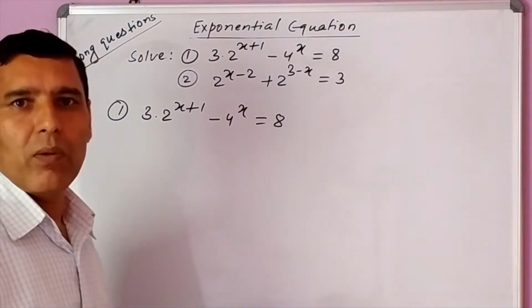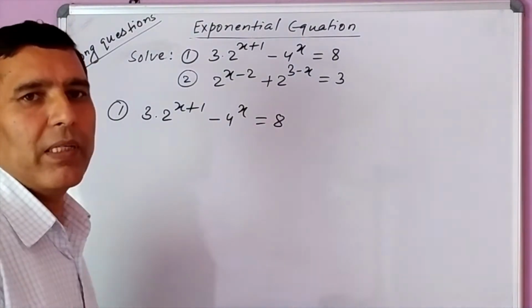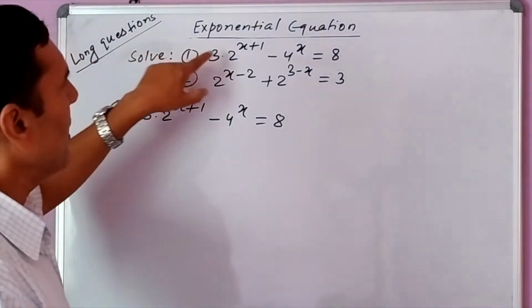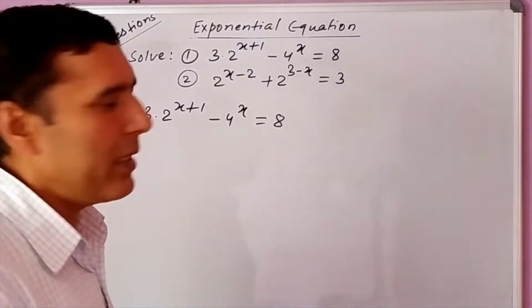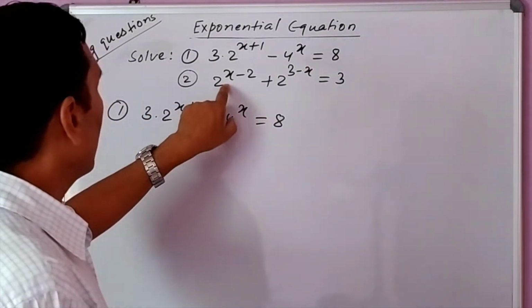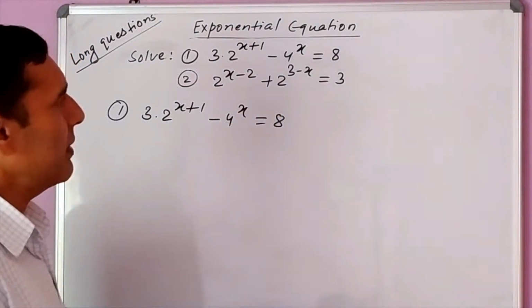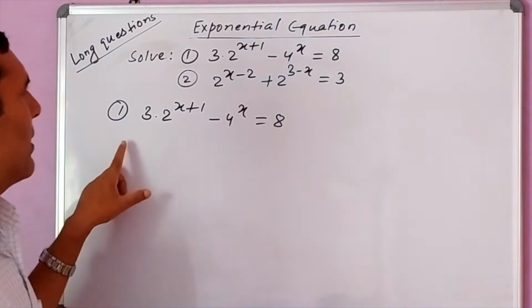Today we are going to start to solve the long questions from exponential equations. I have taken two questions here. Question number 1: 3 into 2 to the power x plus 1 minus 4 to the power x is equal to 8. And our second question is 2 to the power x minus 2 plus 2 to the power 3 minus x is equal to 3. Let's start taking the first question.